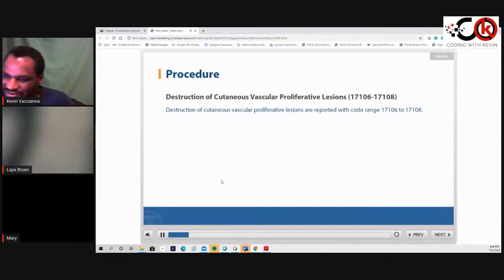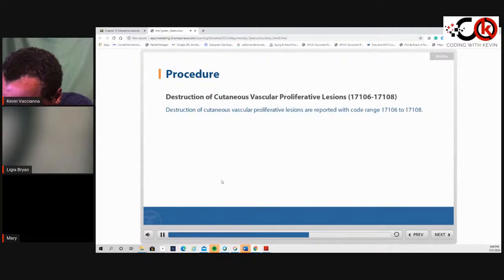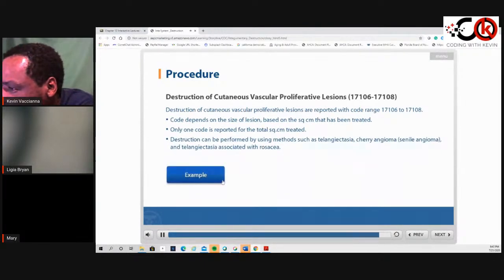Destruction of cutaneous vascular proliferative lesions are reported with code range 17106 to 17108. Key aspects to consider when coding for vascular lesion destruction procedures include the following. Click on the examples to learn more.